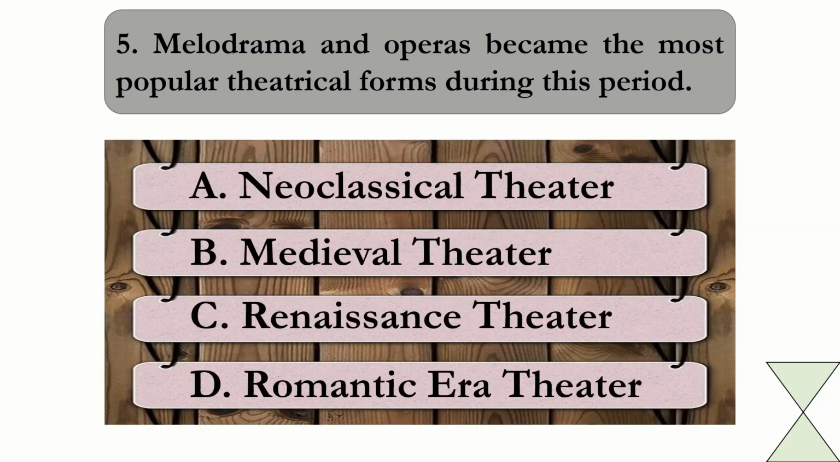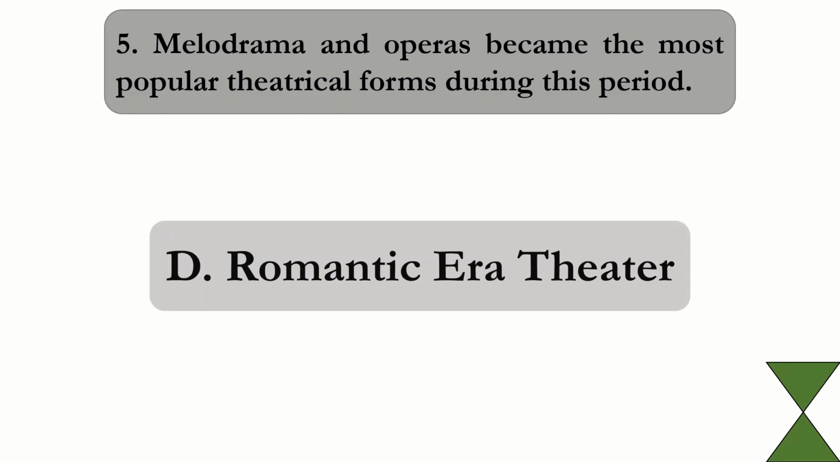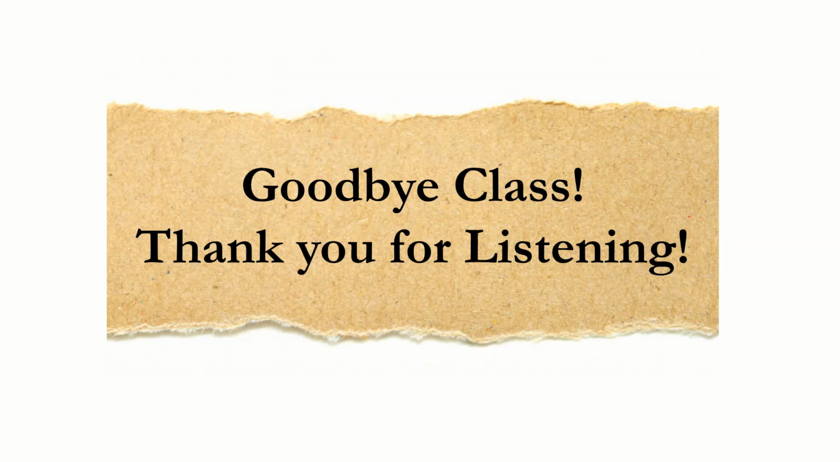5. Melodrama and operas became the most popular theatrical forms during this period. A. Neoclassical theater, B. Medieval theater, C. Renaissance theater, D. Romantic era theater. The correct answer is D. Romantic era theater.